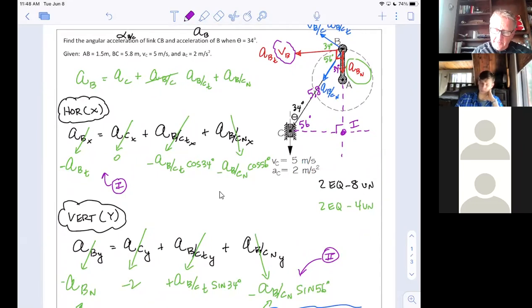So cosine of 56 would be adjacent over hypotenuse. So that'd be 5.8 times the cosine of 56 degrees, which comes out to be 3.24. So this distance is really 3.24. And then sine of 56 would be the opposite over 5.8. So if I take 5.8 times the sine of 56, I get 4.81 approximately for that. And I don't know, maybe I don't need this, but these are in meters.